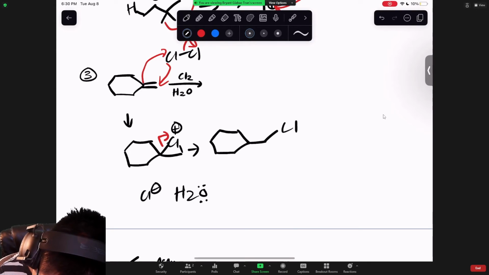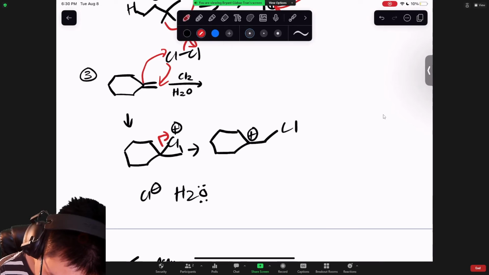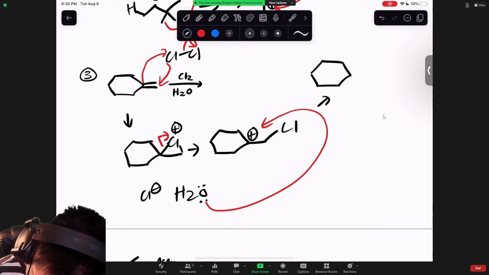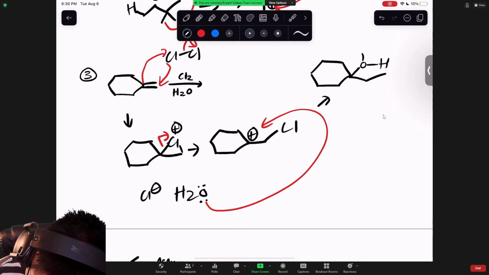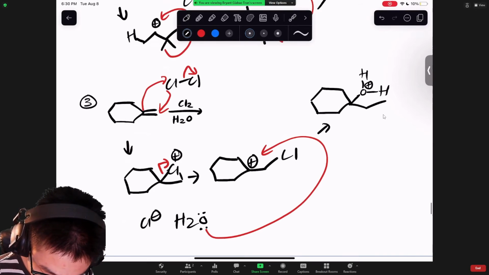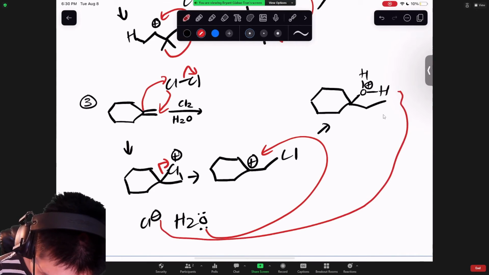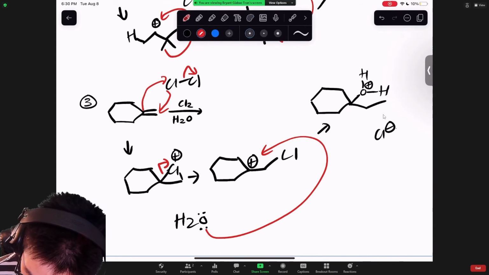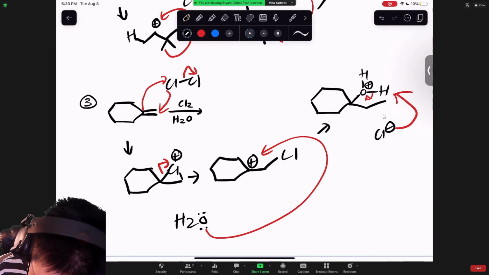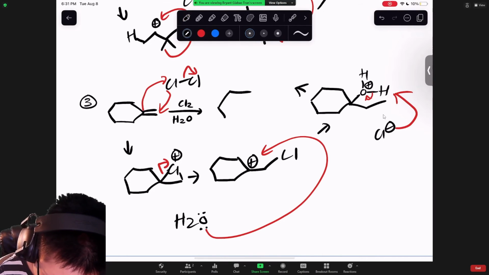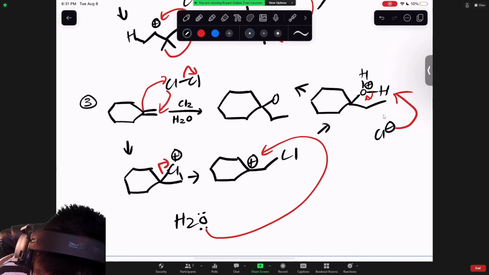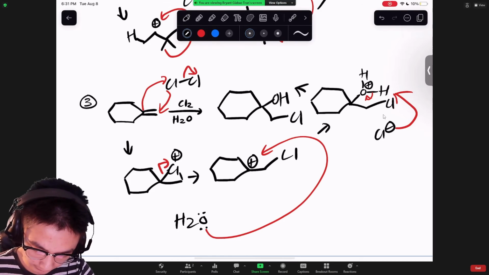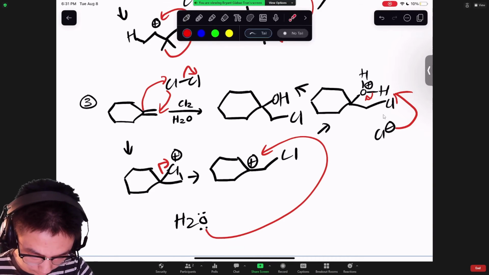right here with a positive charge right there, and then the water is going to attack that carbocation, and that is going to give us this intermediate right there. And then the Cl minus ion could just come in and deprotonate the positively charged oxygen right there, and that will give us our final answer right here with the Cl attached still right here. Okay, let's move on to the fourth problem now.